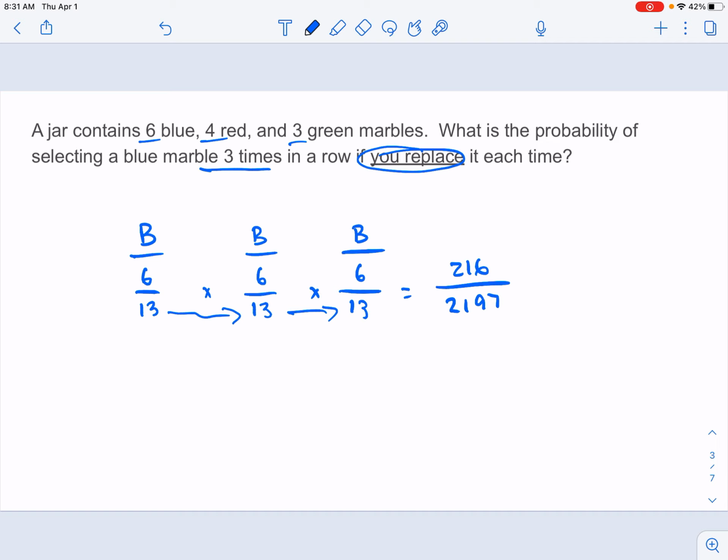Right? And then when we, I don't think that can be simplified, so that is our answer, 216 out of 2,197 times. Okay, so that's a probability of picking a blue marble 3 times in a row. Those are all independent events, because whatever happens first is not going to change what could happen after that, because we're always putting the item back.